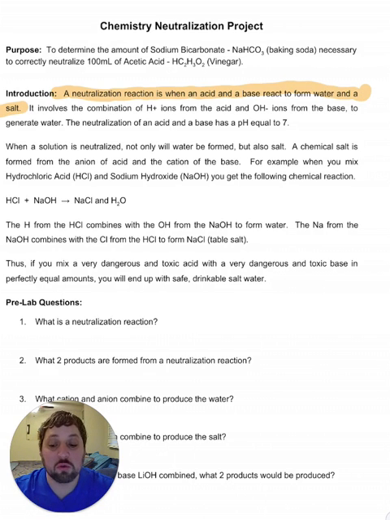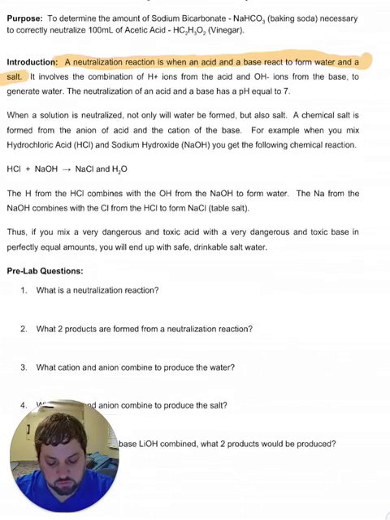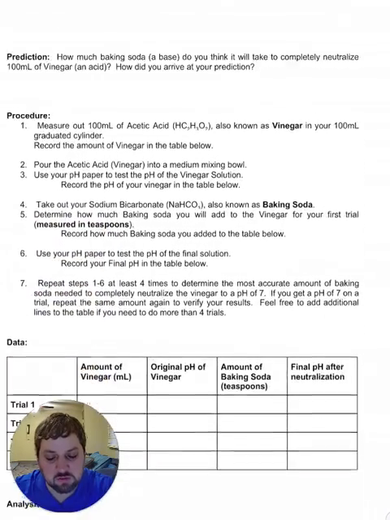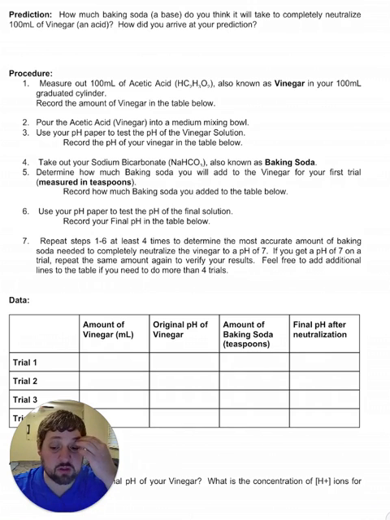So I'm not going to go through and address all the pre-lab questions. Again, if you have something specific that you need help with, reach out. But the pre-lab questions can be addressed by reading through that introduction. So let's go ahead and skip forward to our second page, which starts with a prediction.